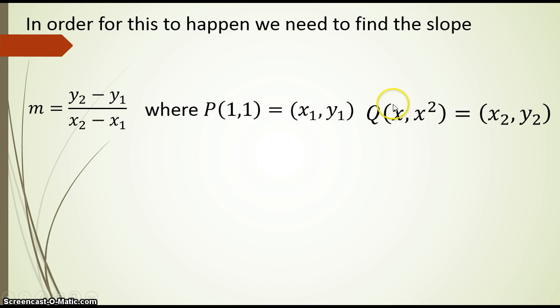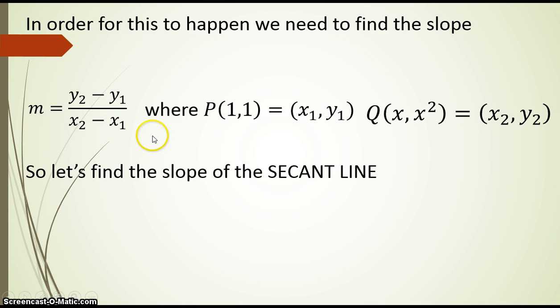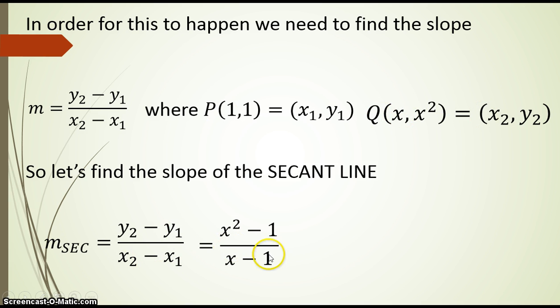I also actually know Q. Q is my second point, right? And we know that that's x and that's x squared. So when we plug this in, x2 is right here, y2 is right here. So basically I'm just doing substitution to find that slope first. So we're going to find the secant line to get a better approximation. So to find the slope of the secant, y2 is x squared minus y1 is 1. So you get (x squared minus 1) over (x minus 1).